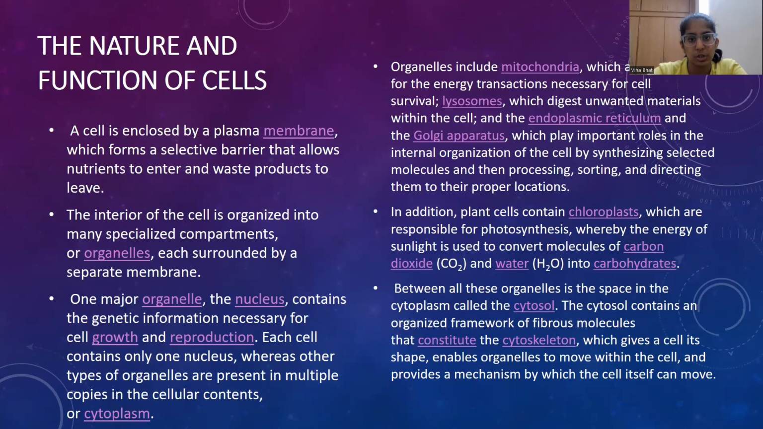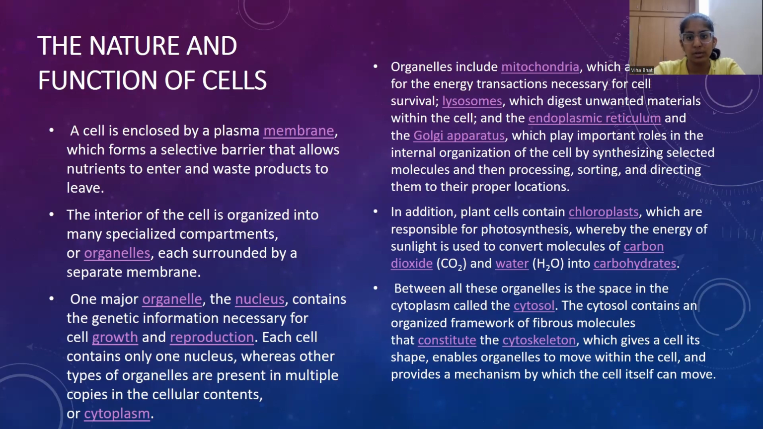Next, we see the nature and functions of a cell. A cell is enclosed by a plasma membrane, which forms a selective barrier that allows nutrients to enter and waste products to leave. The interior of the cell is organized into many specialized components or organelles, each surrounded by a separate membrane. The major organelle is known as the nucleus, which contains the genetic information necessary for cell growth and reproduction. Each cell contains only one nucleus, whereas other types of organelles are present in multiple numbers and copies in the cellular content.